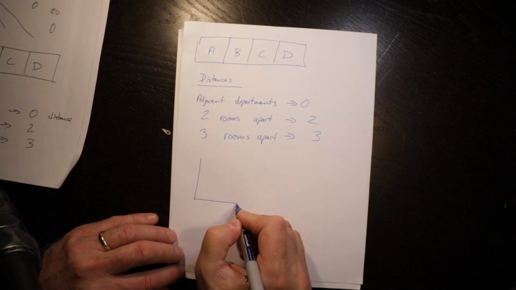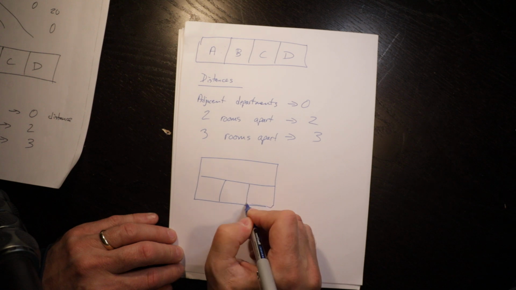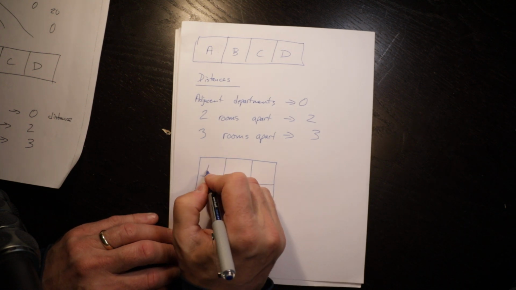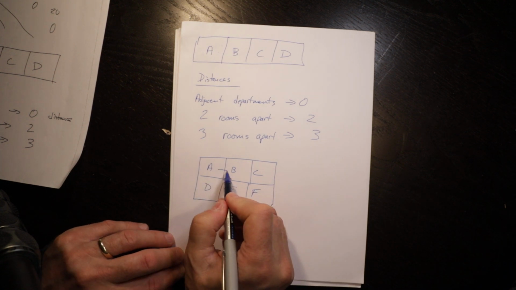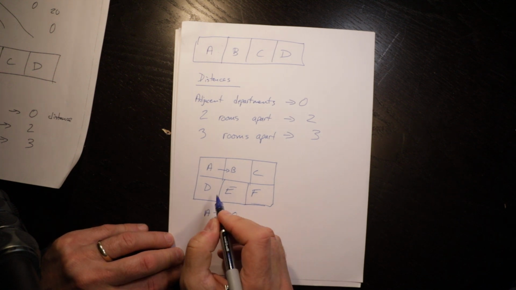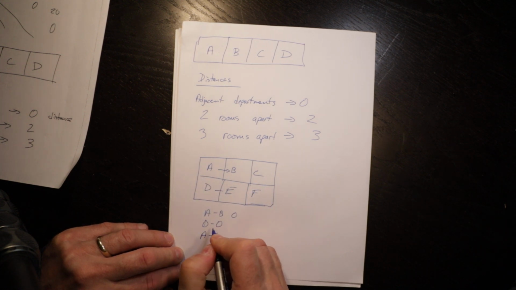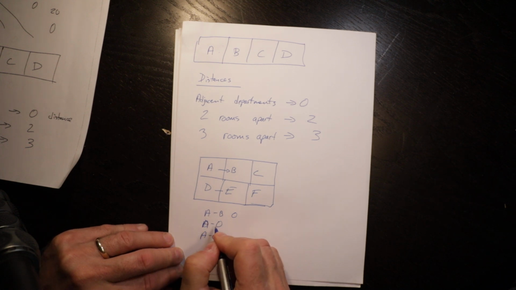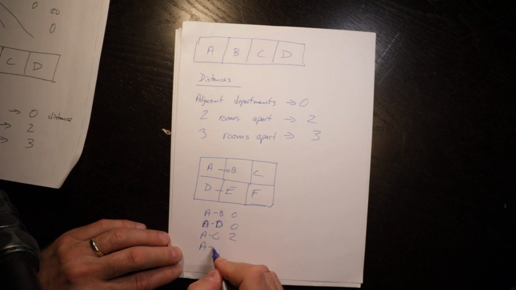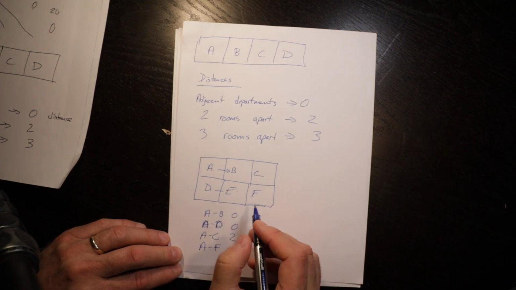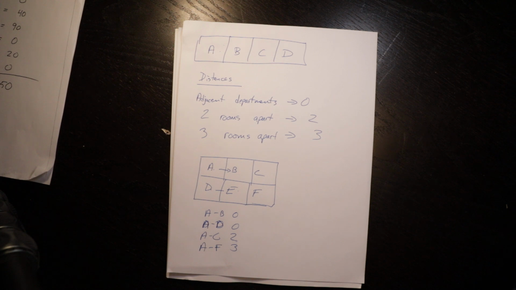If you have a nonlinear layout, A to B would be 0, D to E would be 0, A to C would be 2, and here A to F is 1, 2, 3. So you do it as right angles. So that's how you figure out the distance.